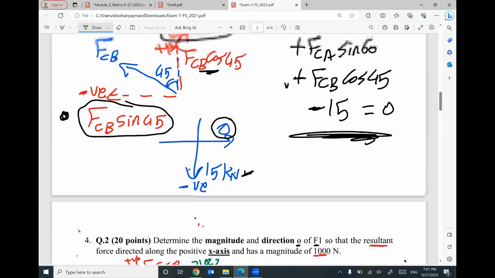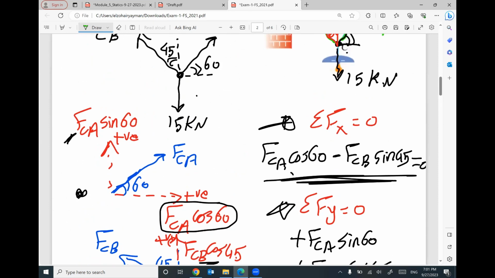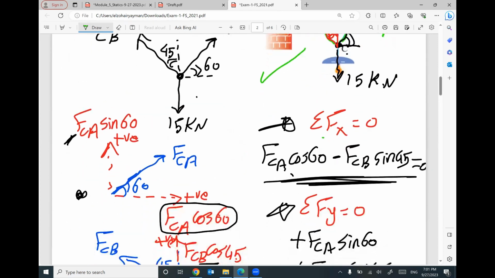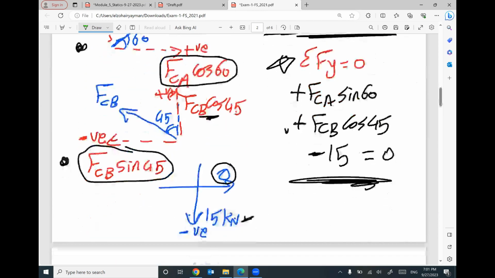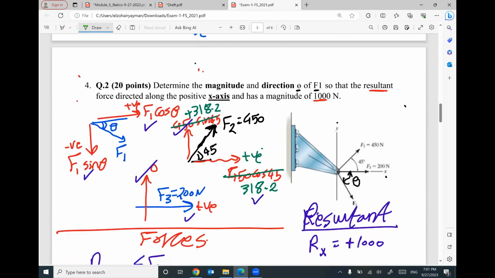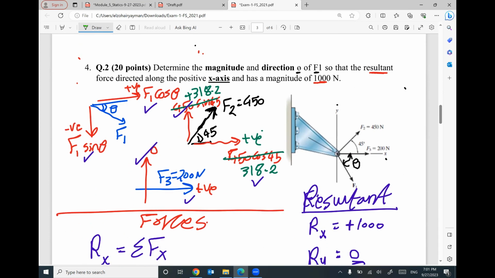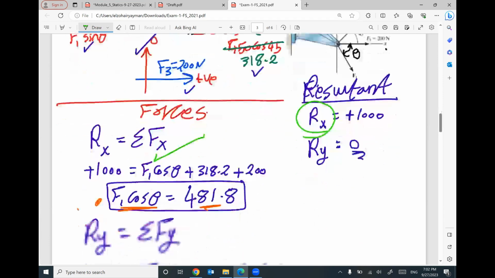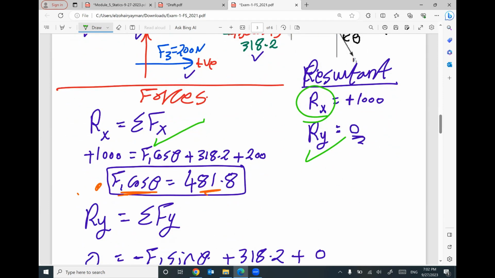So these two questions are related to module number 2, equilibrium, where the summation of all forces in X equals 0 and the summation of all forces in Y equals 0. This one is module number 1, forces in two dimensions, but we are given the resultant. So the X component of your resultant equals the summation of all Fx. The Y component of your resultant equals the summation of all Y components.